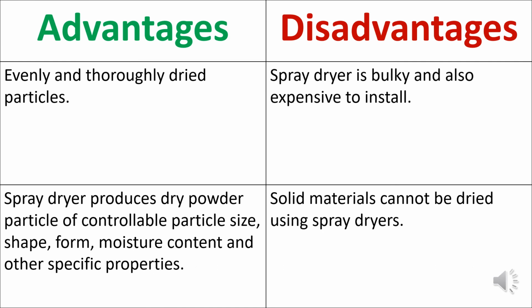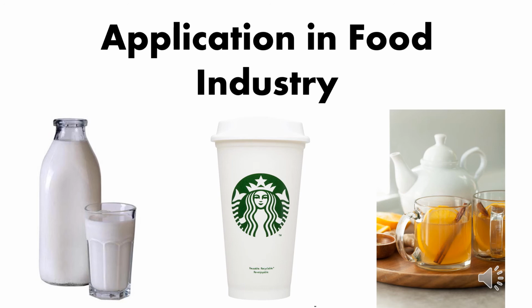Spray dryer can evenly and thoroughly dry particles. It produces dry powder particles of controllable particle size, shape, form, moisture content, and other specific properties. However, spray dryers are bulky and also expensive to install. Solid materials cannot be dried using spray dryers. Spray dryers are used in the process of making milk, coffee, and tea.